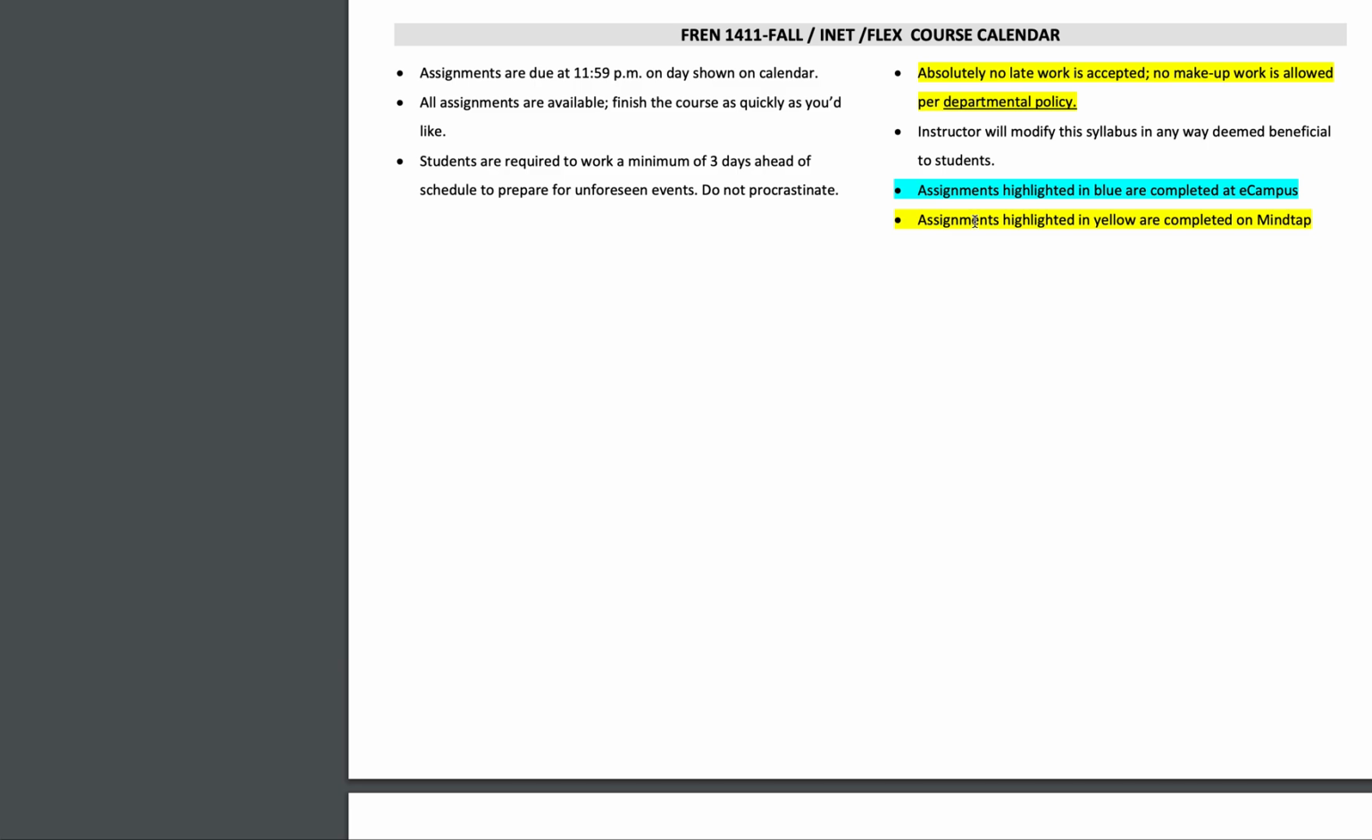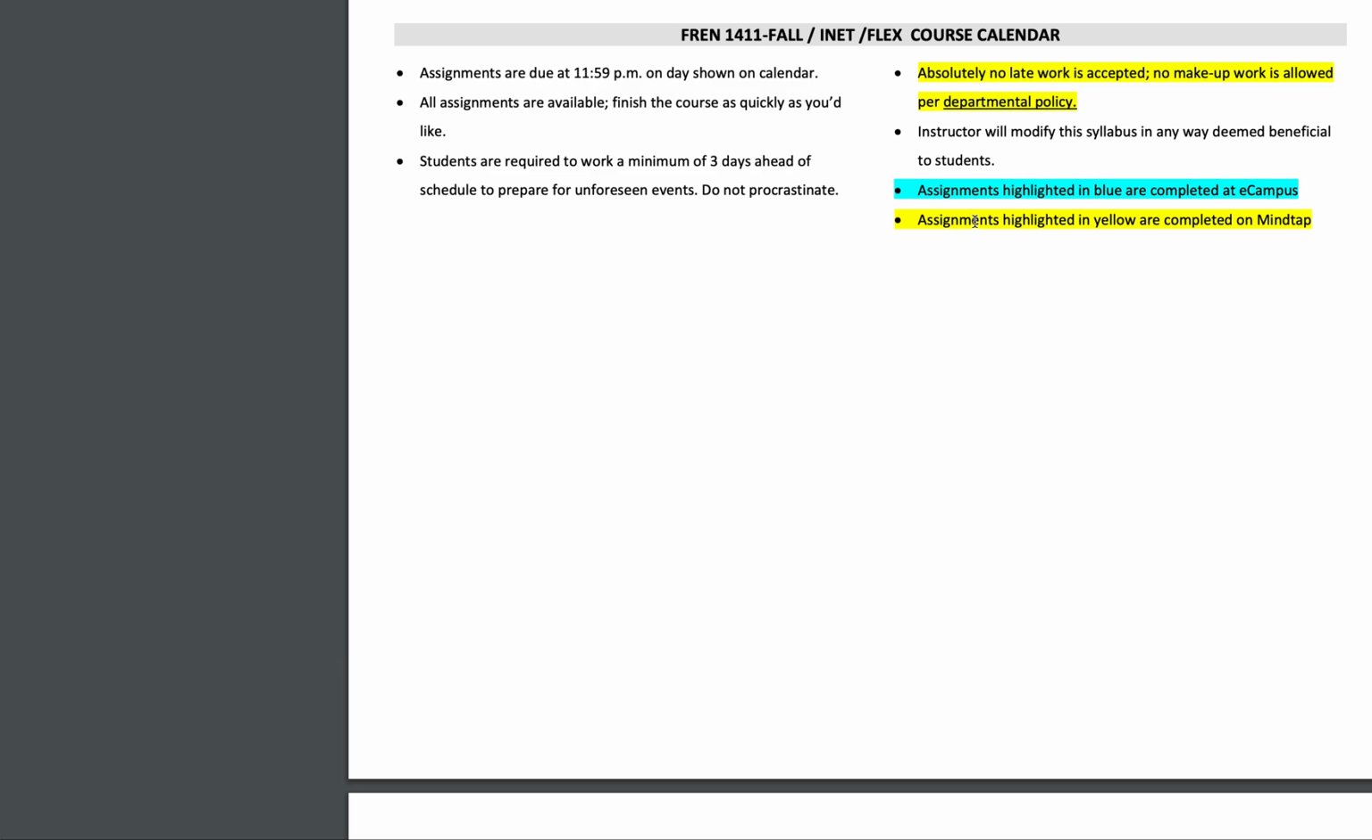All assignments are available right now, and you can finish the course as quickly as you'd like, except for speaking tests and except for the peer review portion of your reflective paper. You are required to work a minimum of 3 days ahead to prepare for unforeseen events.